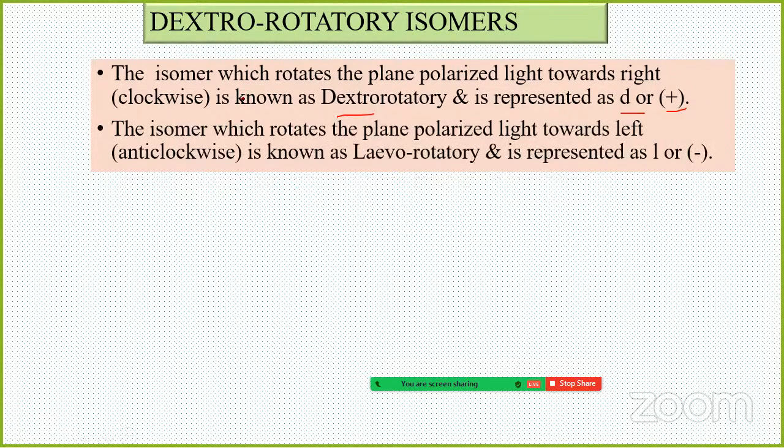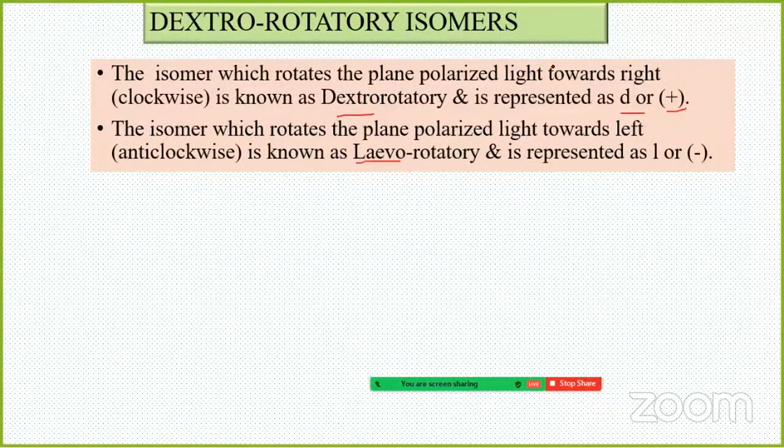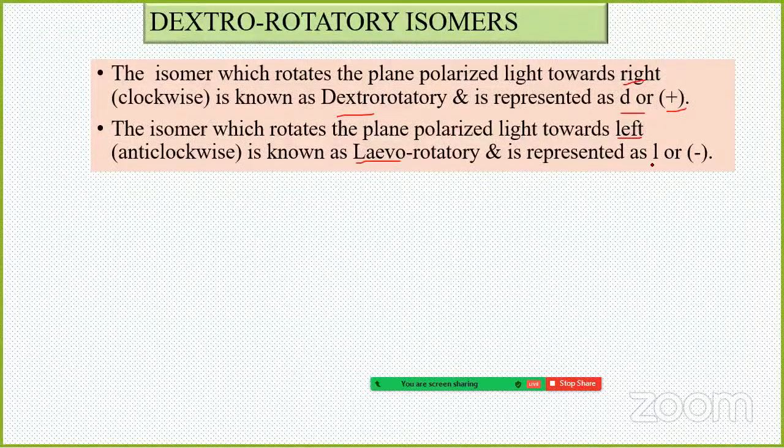The isomer which rotates the plane polarized light towards the left side, anti-clockwise direction, is known as levo-rotatory. We can remember it this way: R means right side, dextro; L means left side, levo. So left side is levo-rotatory, and it is represented by a small l and a minus sign. So what is an example of a dextro-rotatory compound?